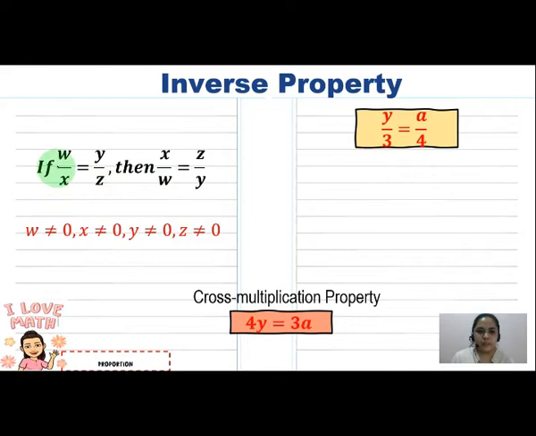So, in inverse property, if W over X is equal to Y over Z, then X over W is equal to Z over Y, provided na sila ay hindi dapat nag-equal lahat sa 0. So, kung makikita nyo sa inverse property, yung numerator at denominator ay in-interchange. So, si X napunta na sa numerator, si W naging denominator, si Z naging numerator, at si Y naging denominator. So, interchange natin itong ating example. So, we will have 3 over Y equals 4 over A. Tingnan nga natin, pag na-cross multiply natin, ito pa rin ba magiging sagot? So, we have 3 times A is 3A equals Y times 4 is 4Y. So, same pa rin po sila. So, inverse property yan.